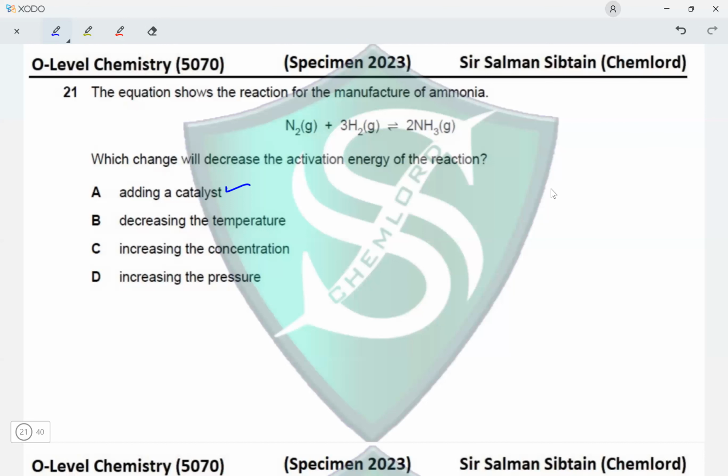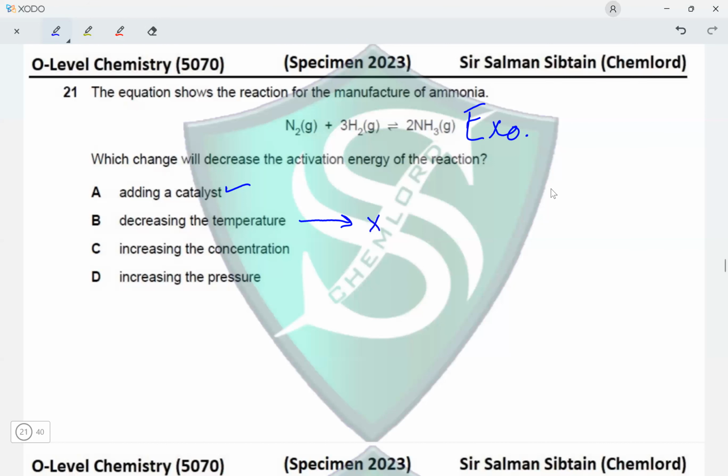Option B, decreasing the temperature. Now, in order to understand the effect of temperature on an equilibrium, we need to know whether the forward reaction is endothermic or exothermic. Since this is the Haber's process, it is an exothermic reaction. So for an exothermic reaction, the option is saying decreasing the temperature. A decrease in temperature favors the exothermic side of the reaction, which means the reaction would move in the forward direction, but it will have no effect on the activation energy. So option B is incorrect.